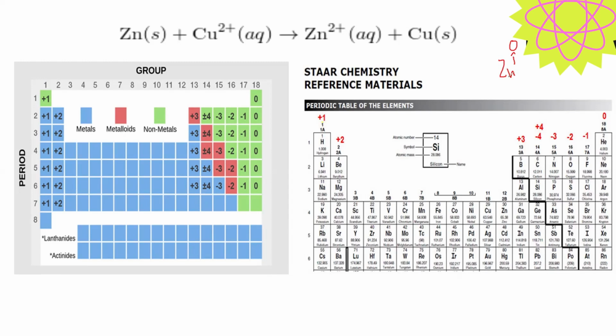That's what it means. What is the oxidation number for oxygen? 6 oxygen atoms.